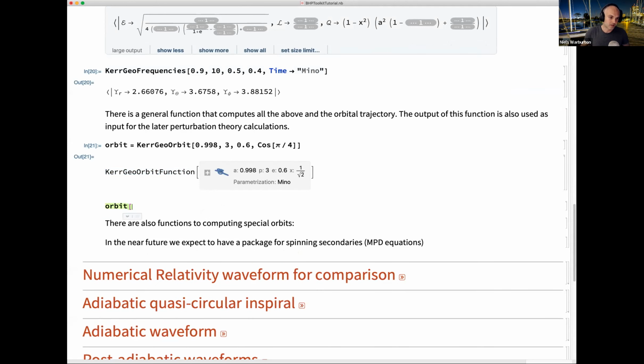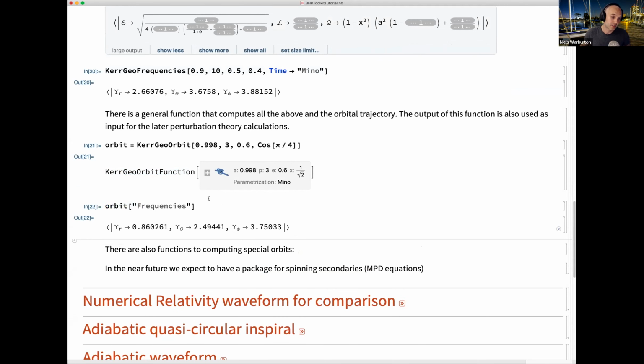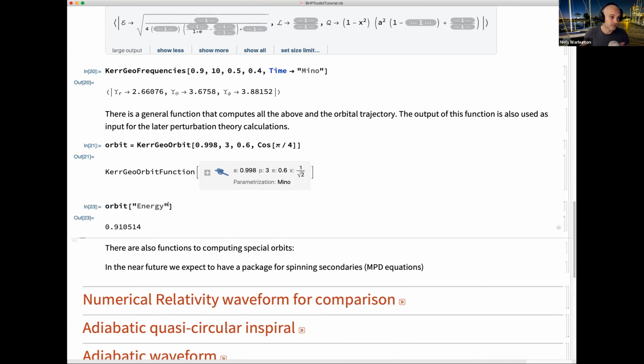So I can ask for the frequencies. There they are. In this case, internally, it's computed the Mino time frequencies. It's the epsilons. And things like the energy and so on and so forth. They're all available there.